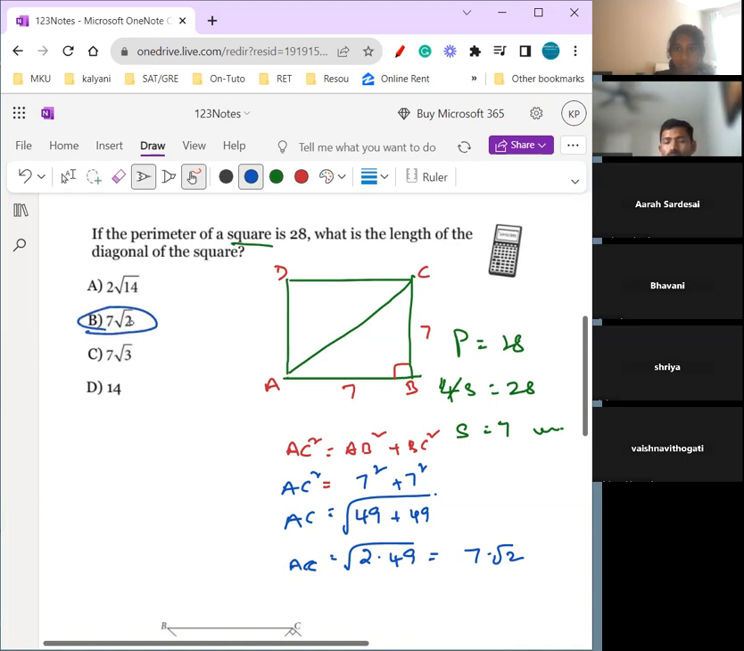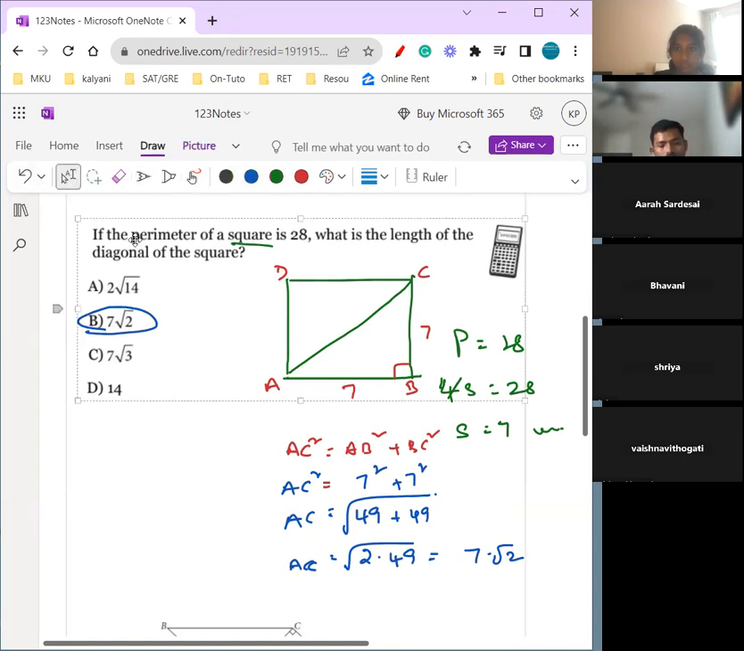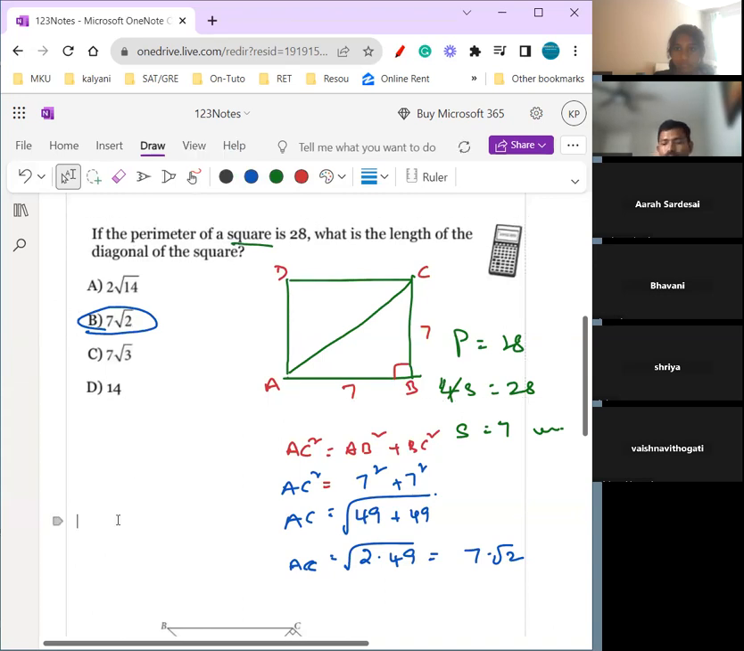So 7 radical 2 is the answer. This is the normal way when we look at these problems. So how can you do this problem if you have this question on the test? How can we do this a little faster?